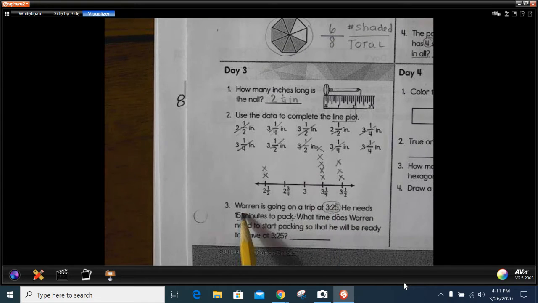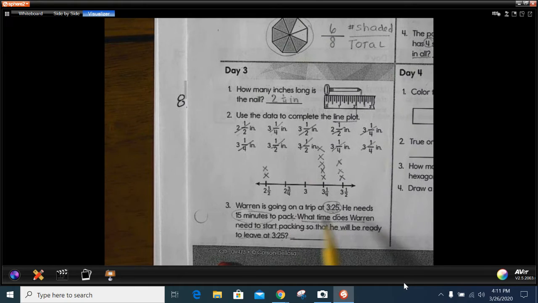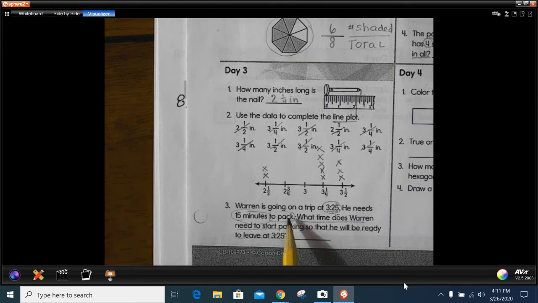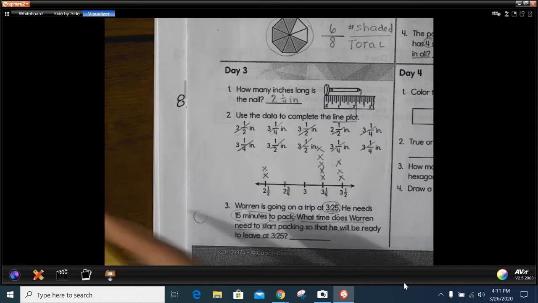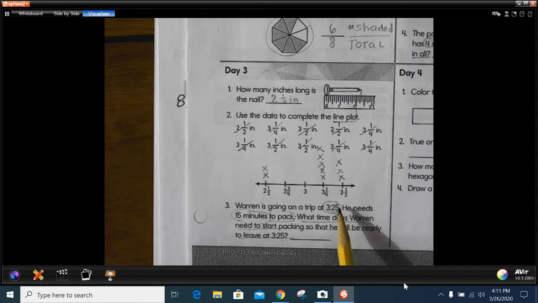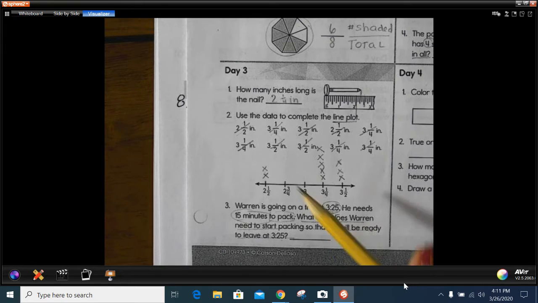So here's what I'm talking about here. Okay, circling my numbers. At this point, you guys know, underlining my question. So he needs 15 minutes to pack. Those are kind of helping me out in understanding what steps I want to take here. So to pack means I need to have 15 minutes prior to me leaving because I'm obviously not going to pack after I've left. So I need to figure out 15 minutes prior to 3:25, okay?